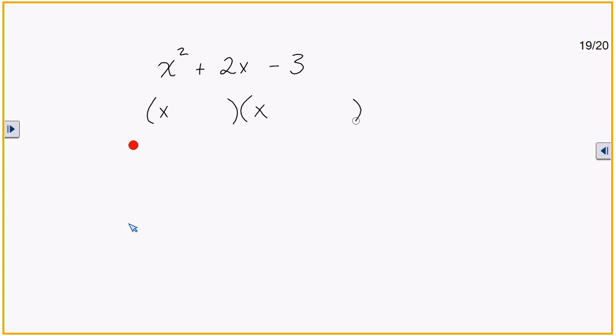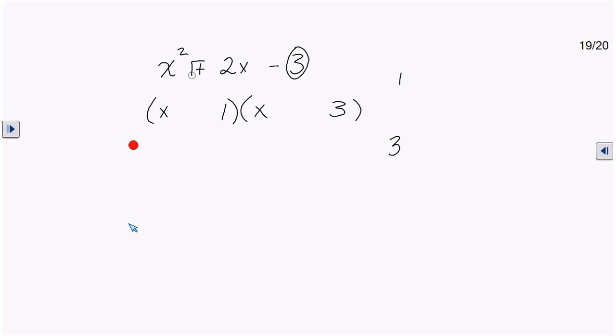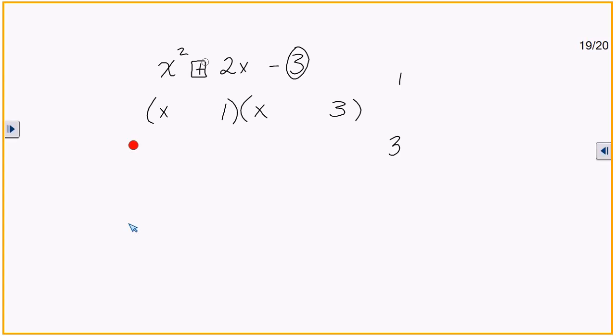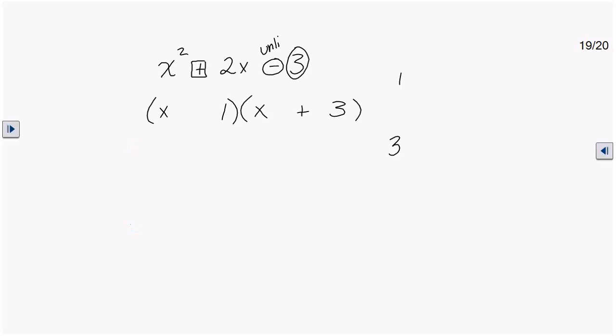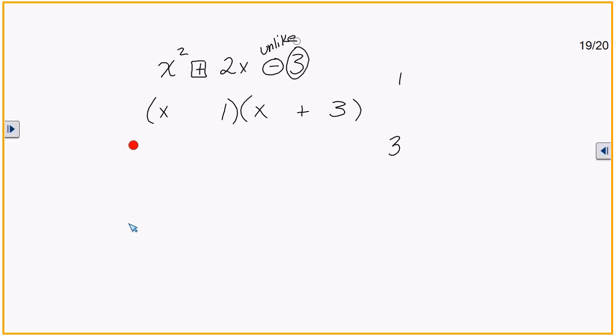Now, what are the multiples of 3? Well, there's only 2, 1 times 3. So put a 1 here and a 3 here. There's no other multiples of 3 because 3 is a prime number. Now, what sign is this? Positive. So that means the 3 has to be positive. What sign is this? Negative. So that means unlike. So if this is positive, this has got to be negative, and you're done.